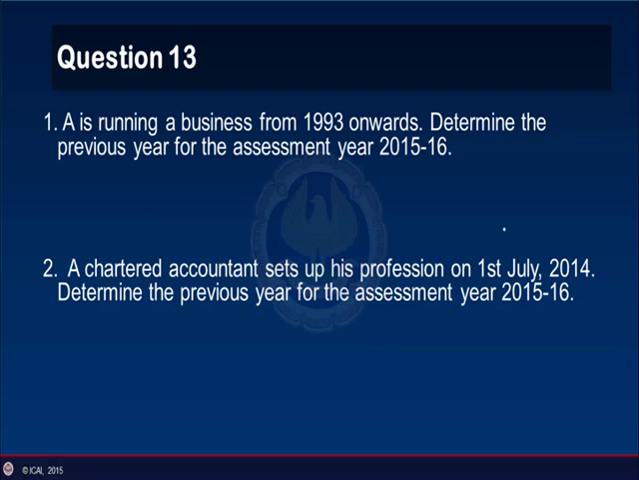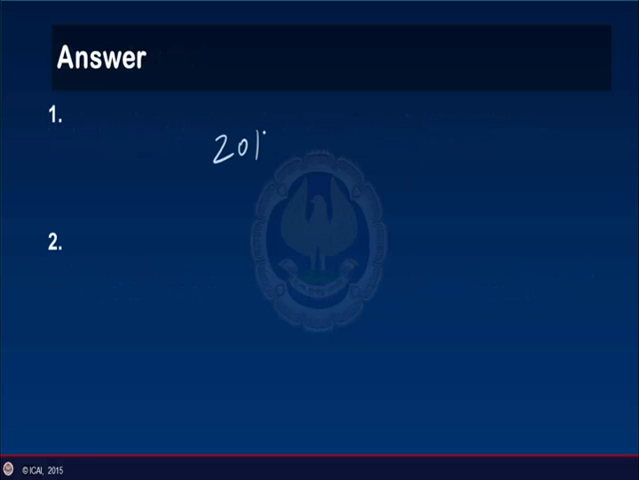Let's do question number 13. A is running a business from 1993 onwards. Determine the previous year for the assessment year 15-16. So in this case, the previous year would be 2014-15, which will start from 1st April 14 and will last till 31st March 15.